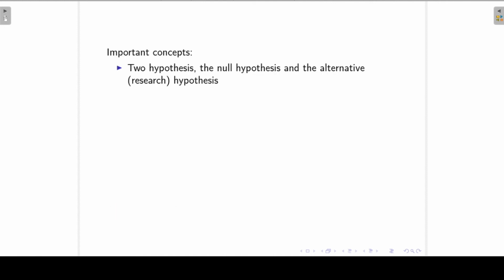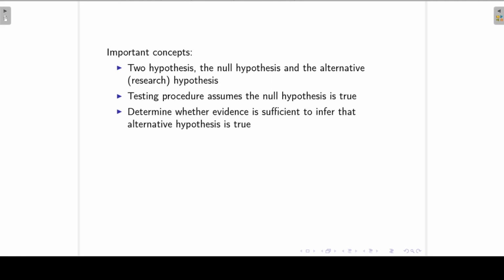Okay, so the important concepts are that we have two hypotheses, the null hypothesis and the alternative hypothesis, which is also sometimes called the research hypothesis. In the testing procedure, we start out by assuming that the null hypothesis is true. So we start out by assuming that a defendant is innocent. And then we determine whether the evidence is sufficient to infer that the alternative hypothesis is true. So is there enough evidence to say that the defendant is in fact guilty?